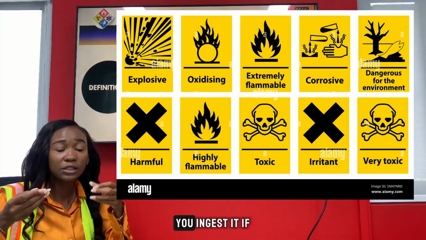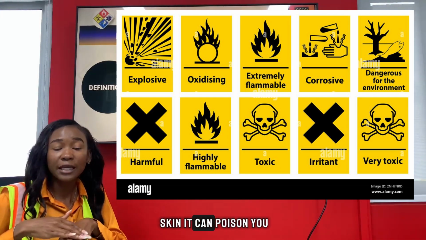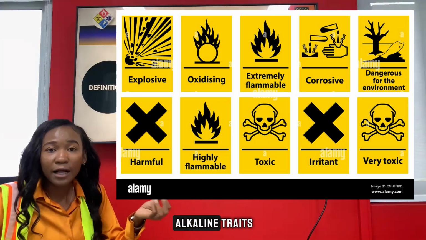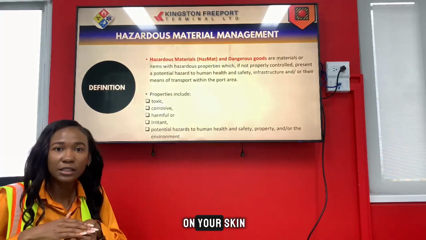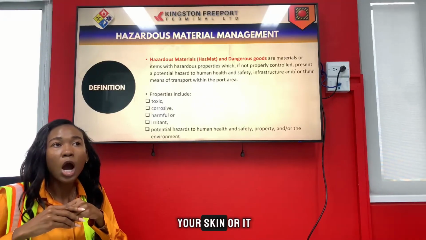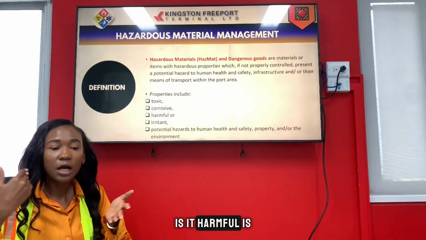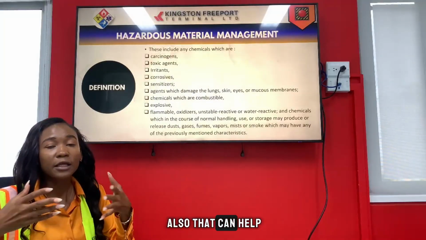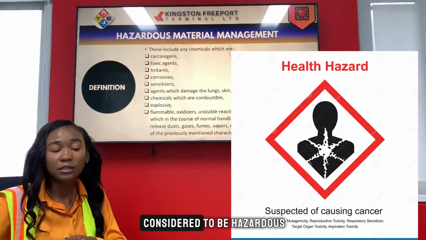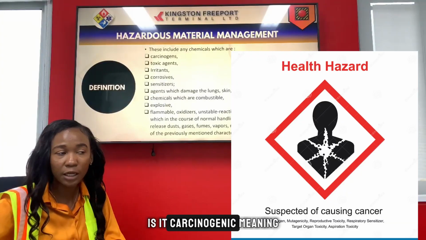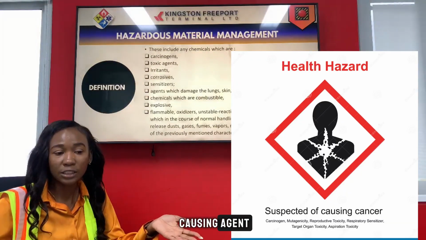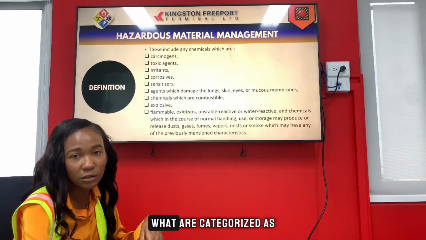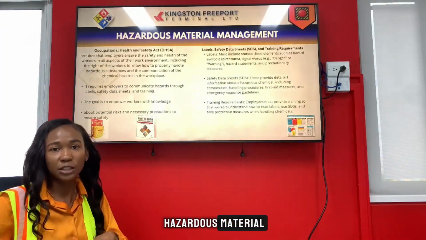If you inhale it, ingest it, or if it gets on your skin, it can poison you. Is it corrosive, meaning it has acidic or alkaline traits? Again, if it gets on your skin, it can damage your skin or it can corrode metal. Is it harmful? Is it an irritant? There are other traits also that can help you to understand if a substance is considered hazardous. Is it carcinogenic, meaning it is a cancer-causing agent? These are all the traits that help us understand what is categorized as hazardous material.